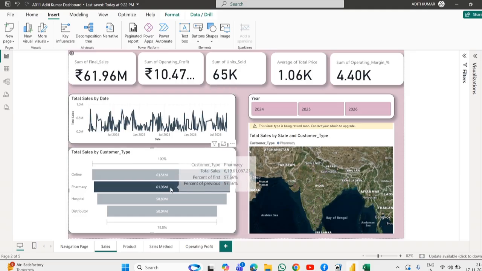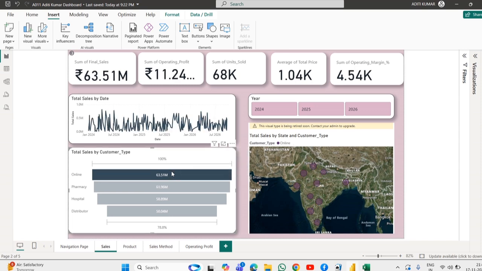Similarly, for the pharmacy segment, I can see that the highest sale was around 16th January 2024, where I had sales of around 8,23,692. So the pharmacy sector also provides a major contribution to the final sales, which is around 61.96 million. Coming to the second top customer type, the top one is definitely online, giving sales of around 63.51 million. And this geographical data also provides me a segment of online sales from all the visuals that I can see.